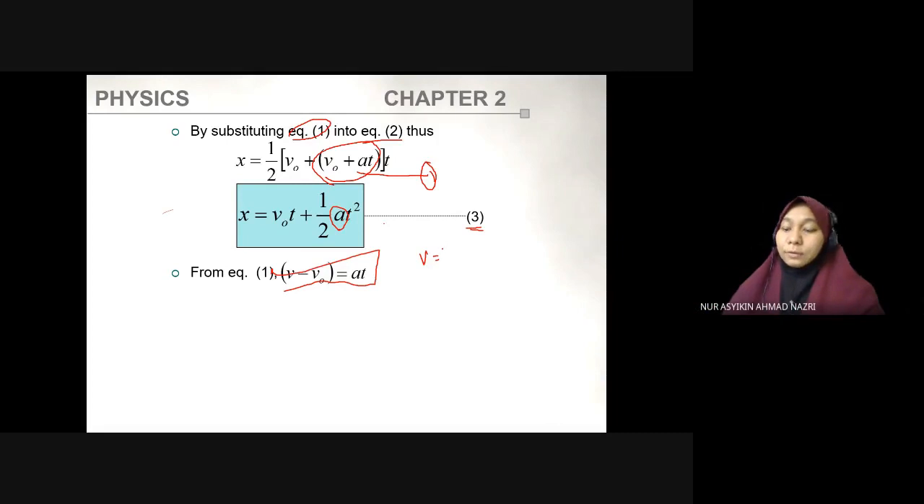V equals V naught plus AT. So we rearrange the equation, then we can get this one. Okay, so when we get this, let's see what we want to do.